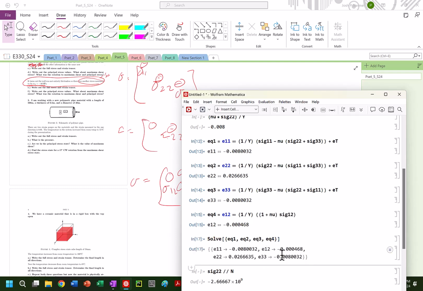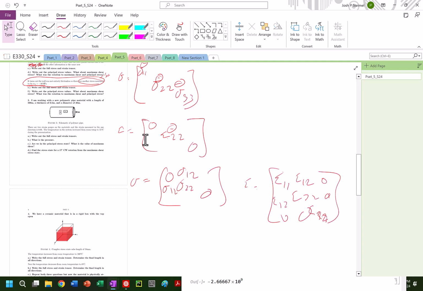EQ4. So there we go. So we have those values, and they'll look very similar to the previous problem. Now, stress and strain tensors we've got, but what we don't have is these now, because we have shear stress and because we have plane stress in the 1, 2 plane, we are not in principal stress.